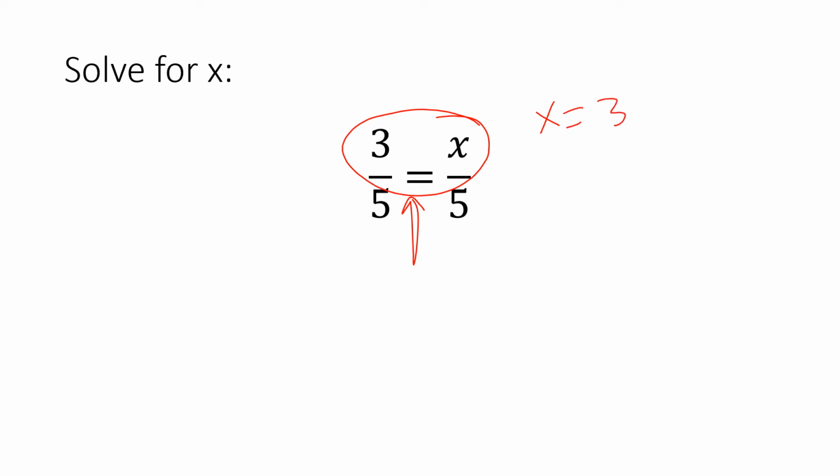So what makes these problems much simpler is if you have a common denominator. So just like when we were adding and subtracting, that common denominator is going to be very, very important.